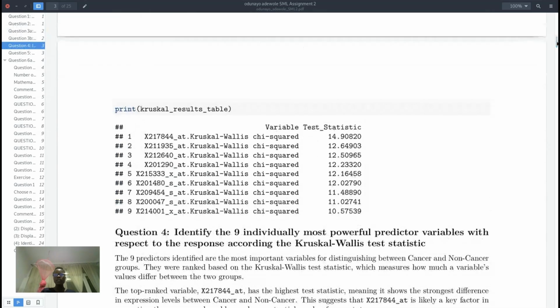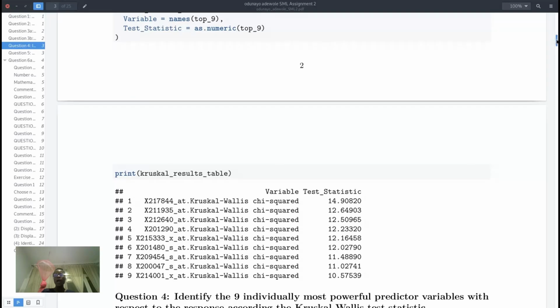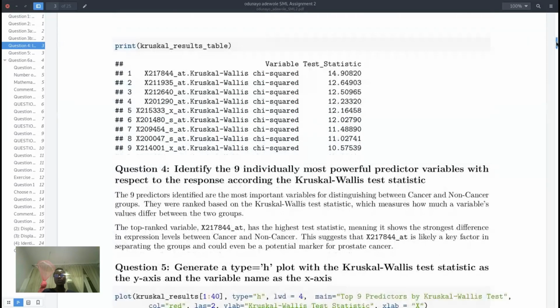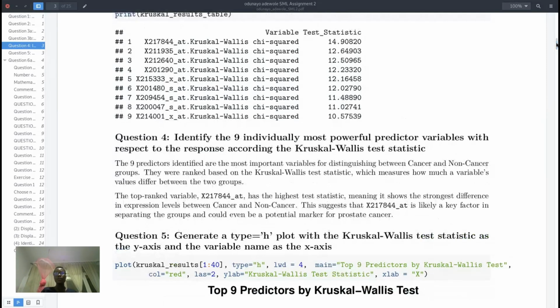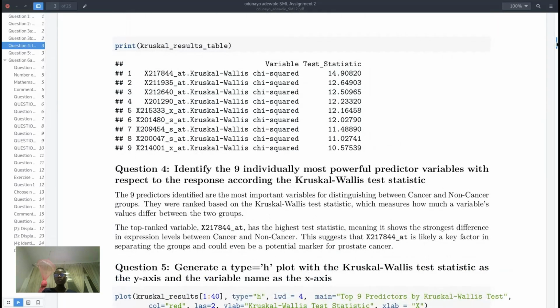to identify the strongest predictors because this data is actually high dimensional. It has 500 predictors. You can imagine. So I move on to identify the nine strongest predictors that are able to separate my categories, that is my response variable, which are cancer and non-cancer, using the Kruskal-Wallis test statistics. And these are the nine variables generated as my strongest predictors.